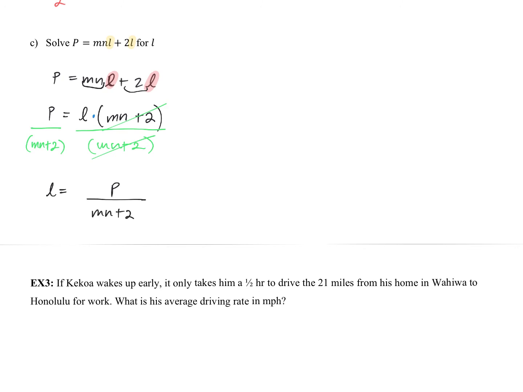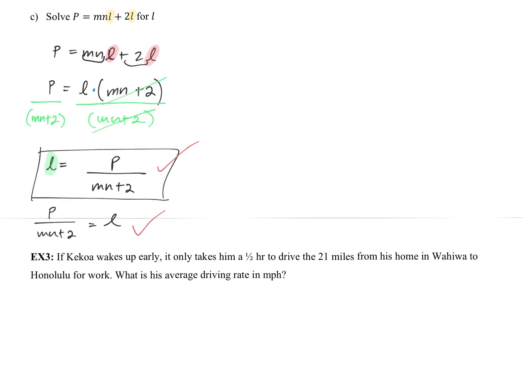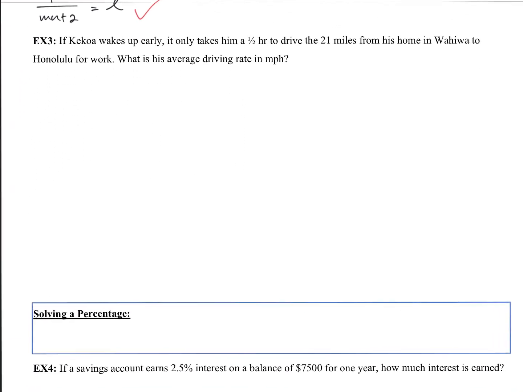And don't worry, if you still had it rewritten as P divided by MN plus 2 equals L, these two are the exact same thing because they're both still equal. I just usually like to have my solved variable on the left-hand side. You do not need to do that. If you had it like this, that would be perfectly fine, and this is perfectly fine as well. Okay, hopefully not too bad. As usual, always email me or come to office hours if you need help.